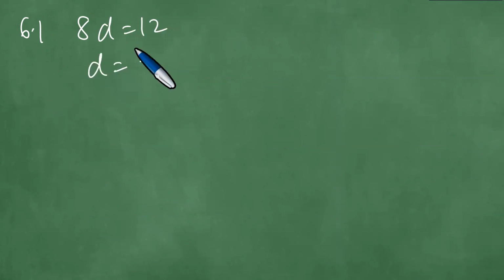Which means d is 12 out of 8. What is 12 out of 8? 4 goes how many times? It goes 3 times, 2 times. Okay, we have that: the common difference is 3 over 2. Then in 6.2, we're looking for the first term.